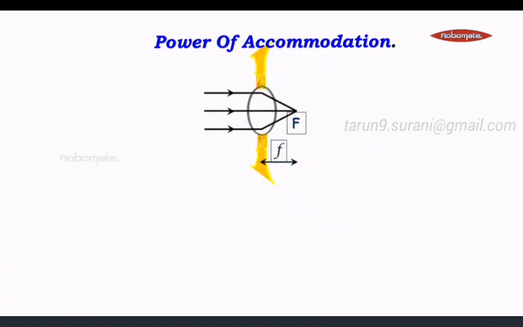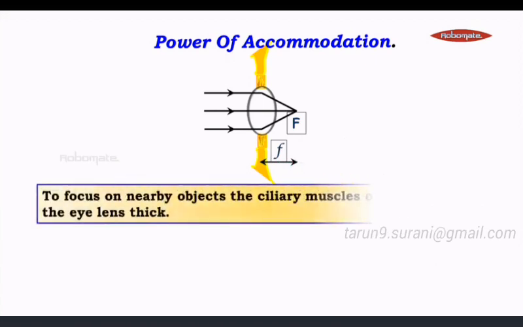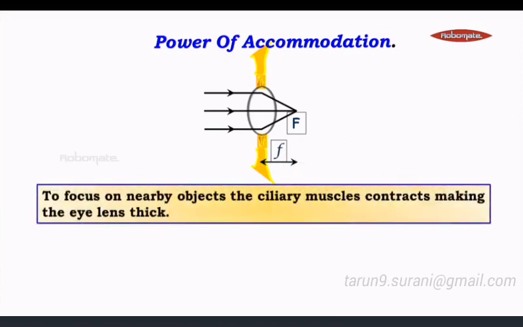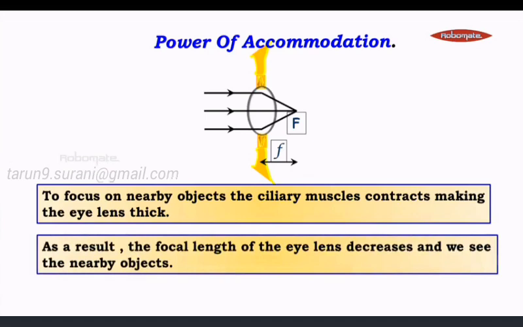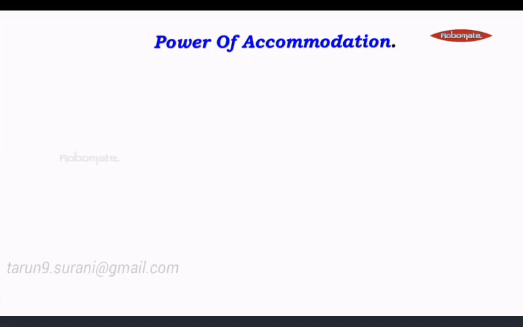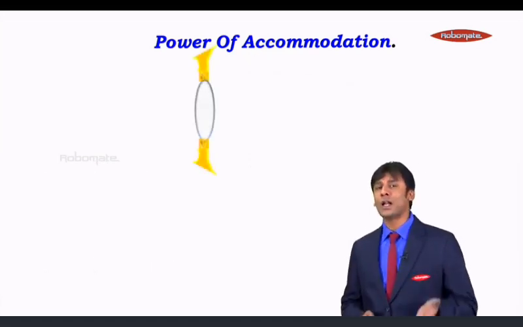So let us summarize exactly what happens. To focus on nearby objects, the ciliary muscle contracts, making the eye lens thicker. As a result, the focal length of the eye lens decreases and we see nearby objects. But let us understand how we see faraway objects.